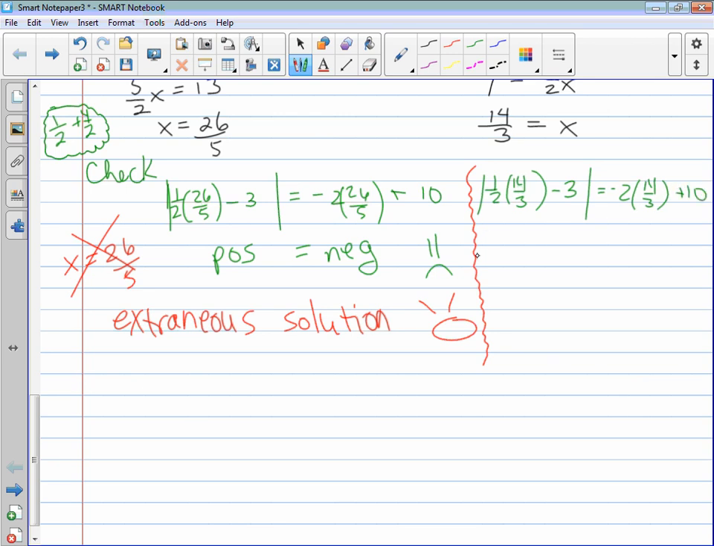Fractions, oh my gosh, get used to them, guys. 14 over 3, you guys buy the 14 and the 2 can reduce down to 7 over 1. So really I got 7/3 minus 3. Can we write 3 as somebody over 3? How about 9? 9 over 3 is the same as 3, but now I have a common denominator. Over here I got negative 28 over 3. You guys buy that?